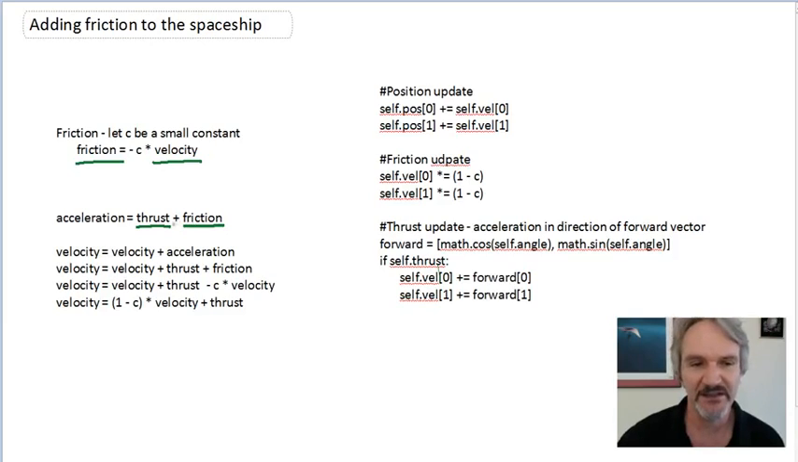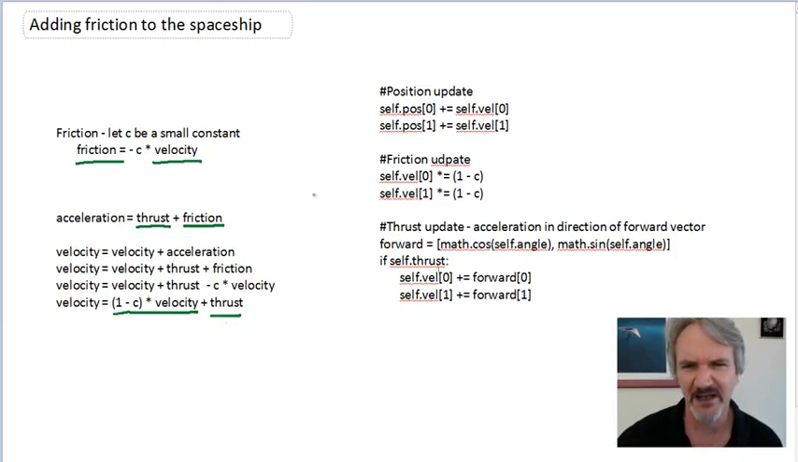So if you do a little simple algebra here, you come up with a new update, which says the way we get the new velocity is we take a multiple of the old velocity that's just a little bit less than 1. So we scale the velocity down every time we do an update. And then if the ship is thrusting, we add in an acceleration vector in the forward direction for the ship. So the change to our code is really simple.